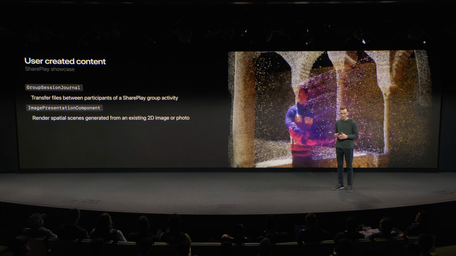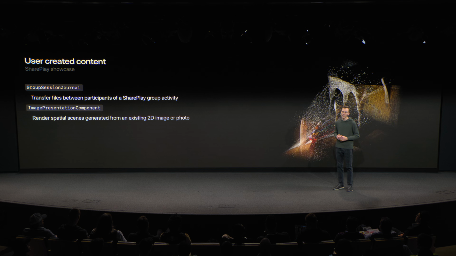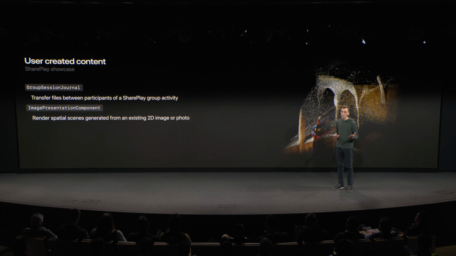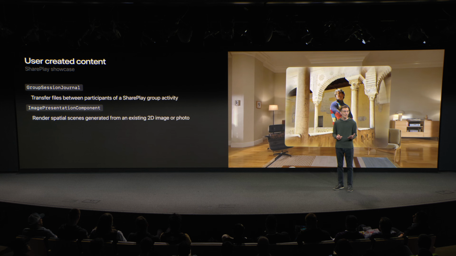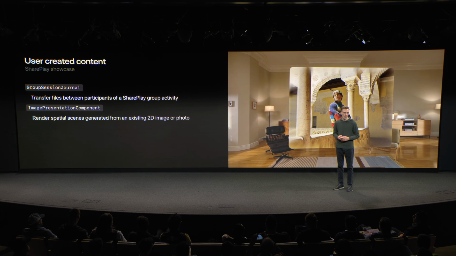I'd really encourage you to think of the types of experiences the Journal unlocks. Participants can bring their own media to an experience or even create media on the fly that is shared with others. Finally, for a bit of extra magic, I recommend checking out the image presentation component. You can use this component to generate a spatial scene from an existing 2D image, and these scenes can be even more amazing when viewed with others.